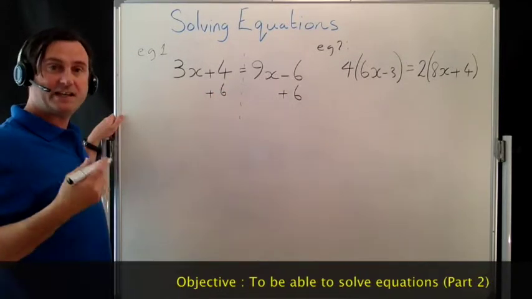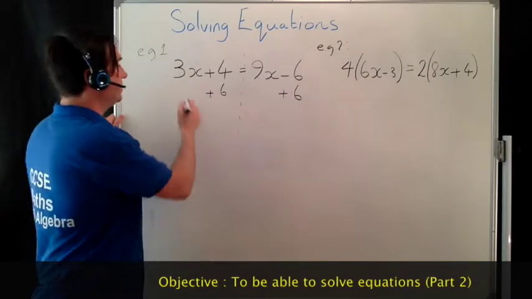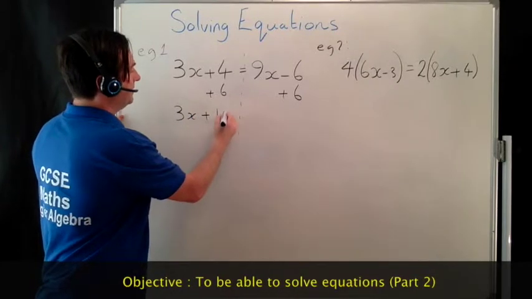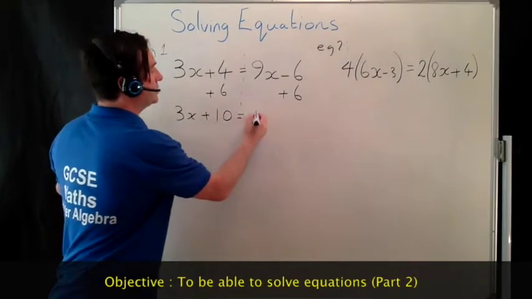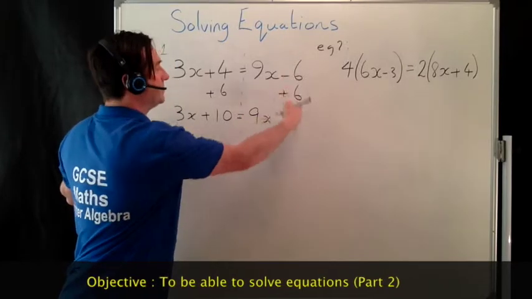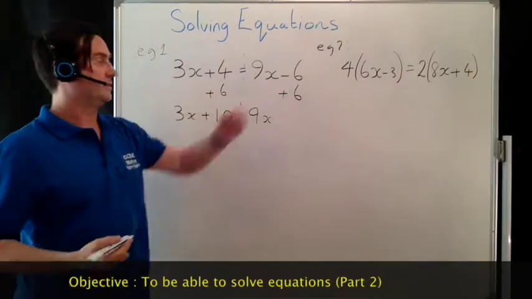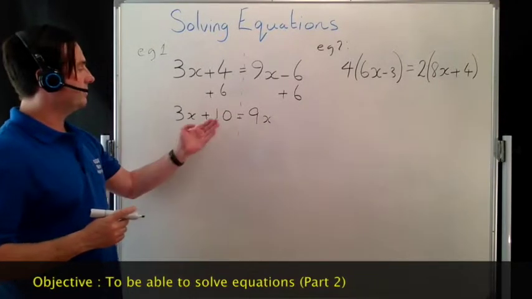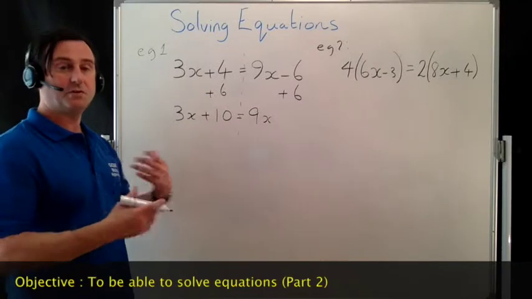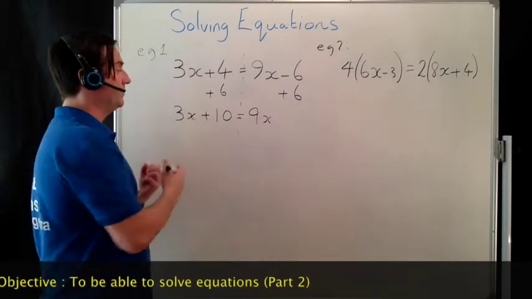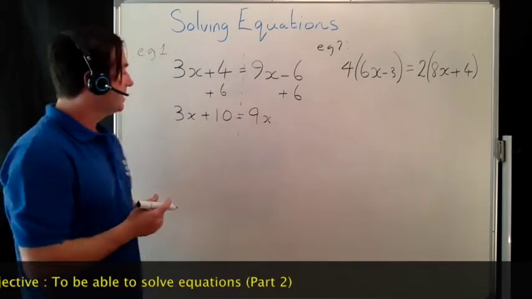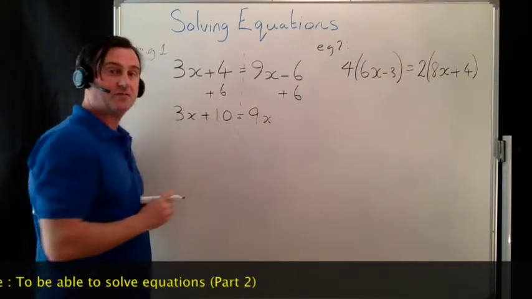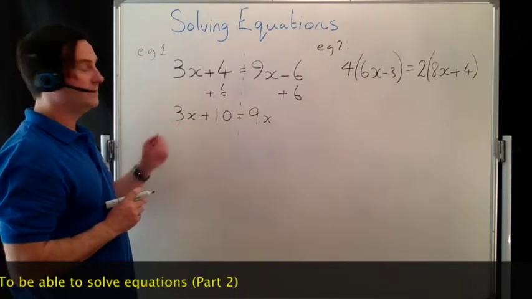Once we've done that, write it out again after you've carried out that procedure. So 3x + 4 add 6 now gives us a positive 10, and that equals 9x because the 6 has now disappeared. So we've now got x's on both sides, but here we've still got a number on this side. We want to get to the situation where we've got x's on one side and the numbers on the other side. So what I can do is look for the x terms now. You've got 3x on the left and 9x on the right.